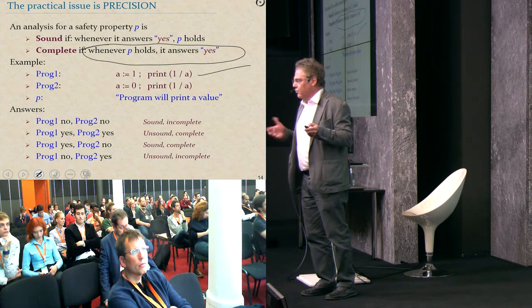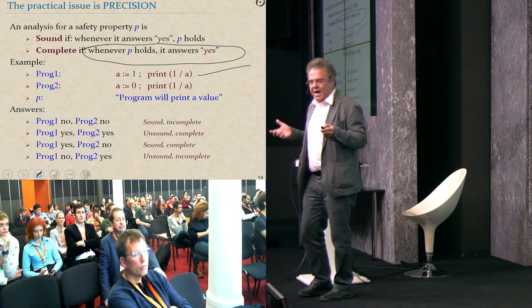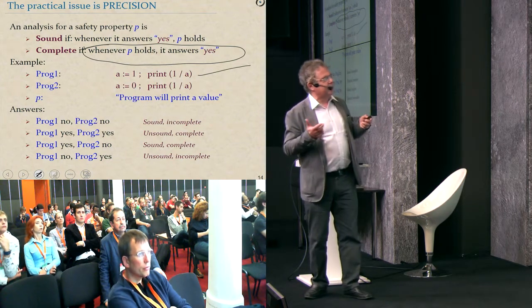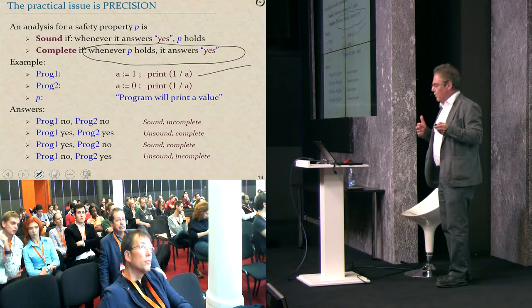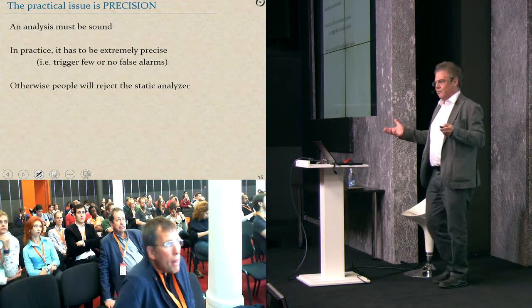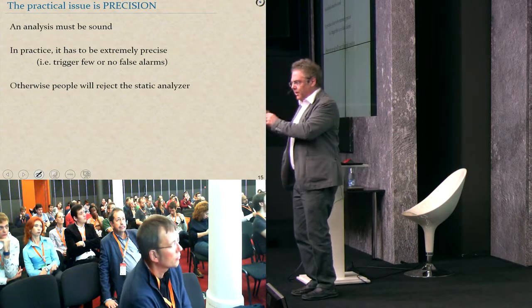That's really what it means. So you are going to have a few false alarms, because we sacrifice completeness. So in practice, it's not completeness that we aim at, because it's impossible together with soundness. What we aim at is a more quantitative notion of completeness. So completeness is binary, right? It's complete or it's not complete.